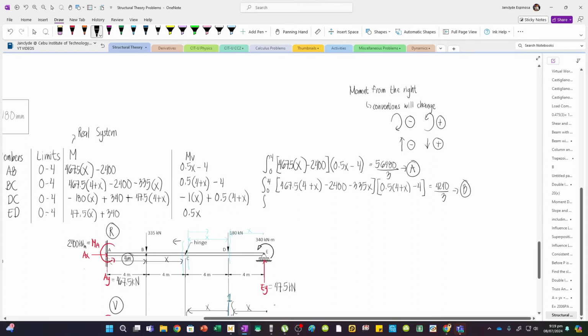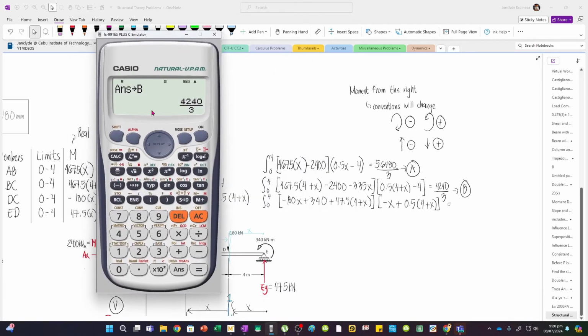And then for the next one, I have still 0 to 4. And then m is minus 180x plus 340 plus 47.5 times 4 plus x. This is to be multiplied by negative x, this expression, plus 0.5 times 4 plus x. Yan. So minus 180x plus 340 plus 47.5 times 4 plus x multiplied by negative x plus 0.5 times 4 plus x. So I have still 4240 divided by 3.